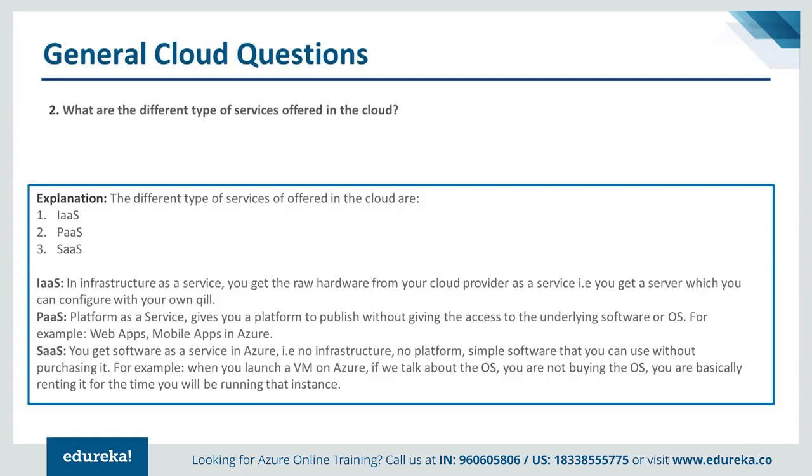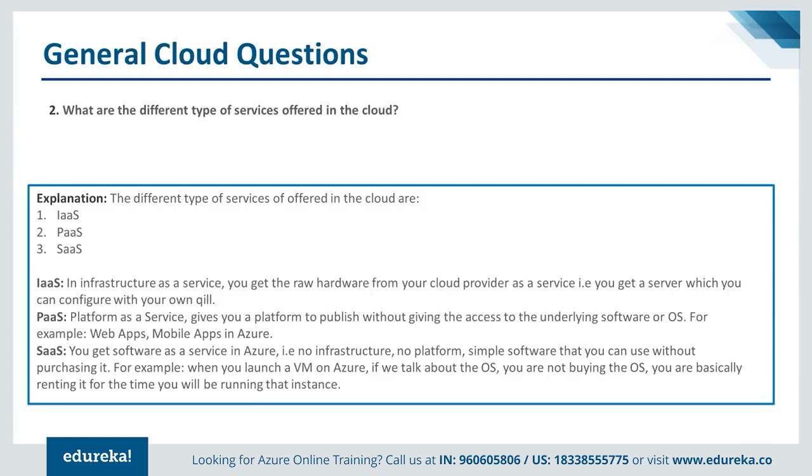which may be running on the platform. So for example, when you launch a VM on Azure, if you talk about IaaS, you're not buying the OS. And if you talk about PaaS, you're not buying the service. So you're just basically paying for the software, which is running on either IaaS or PaaS. So this is what we get as far as types of cloud is concerned.